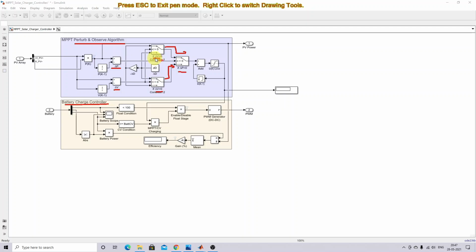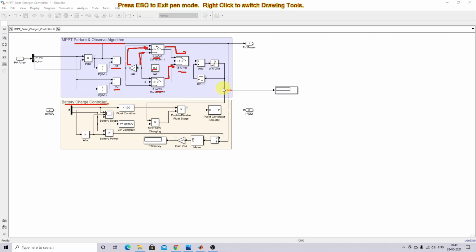For example, if change in power is greater than 0, next you have to check the change in voltage. If change in voltage is greater than 0, it allows this input, that means we need to decrement the duty cycle in order to extract the maximum power. If change in voltage is not greater than 0, it allows this input, that means you have to increment the duty cycle by the amount of dt, right? The same case will be applied here also. So after that, small change in duty cycle will be added here in the feedback loop.